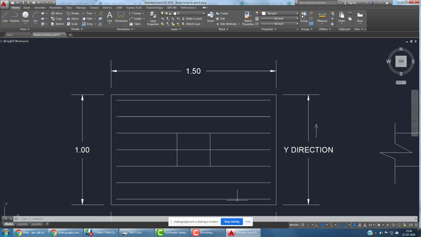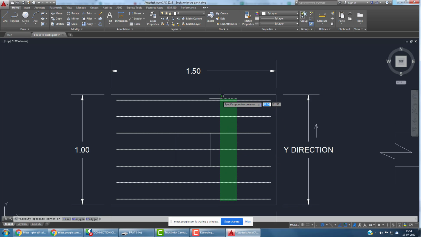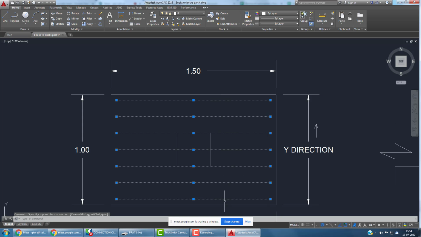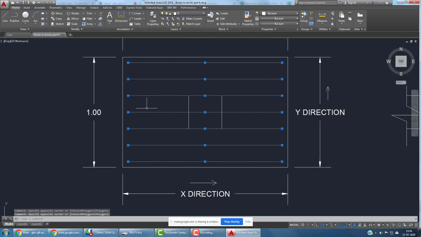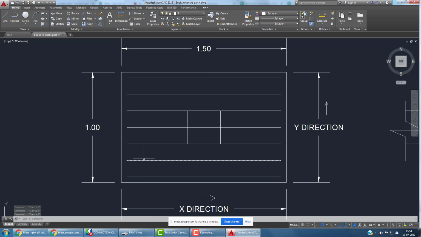So the number of bars that I have to provide along x direction is decided by the dimension in y direction. You are getting? Are you getting guys? My spacing is 150. Now I have drawn these bars at 150 mm spacing. But how many bars there are is decided by this dimension.